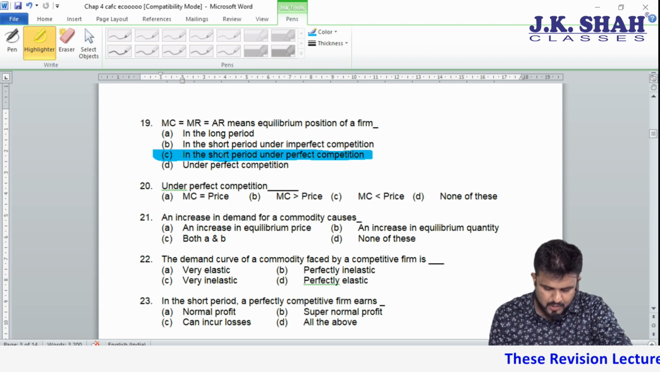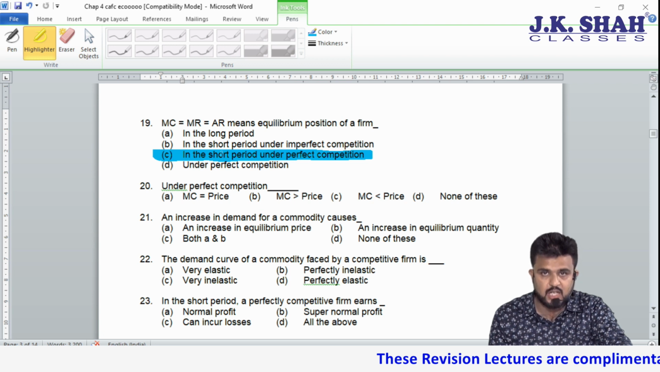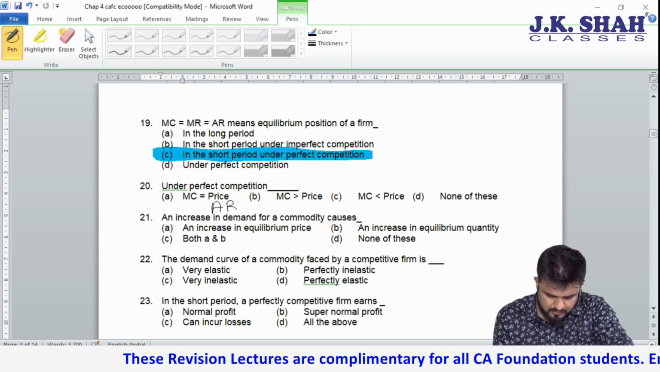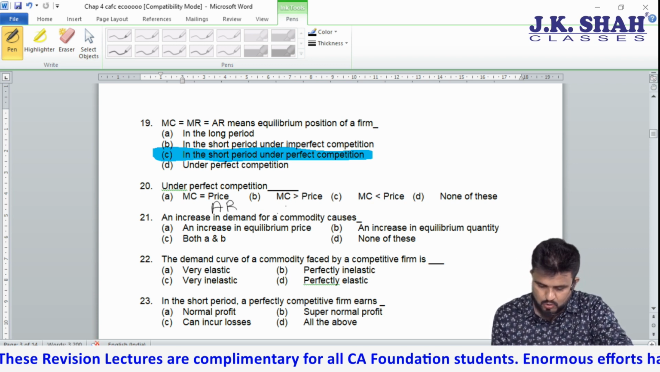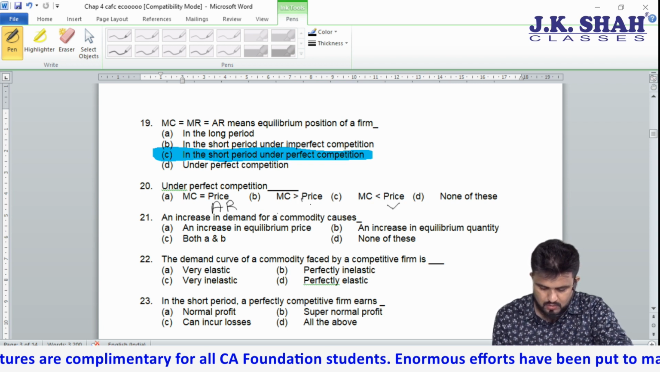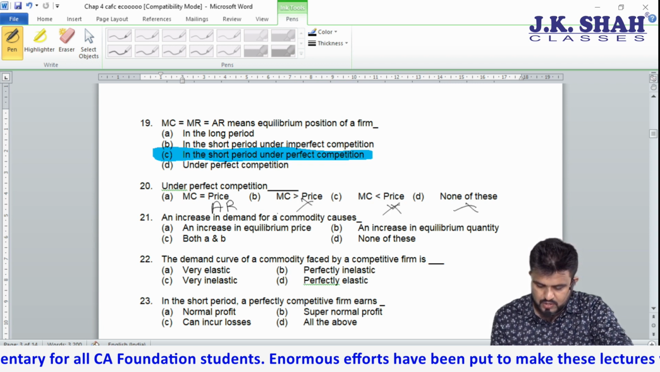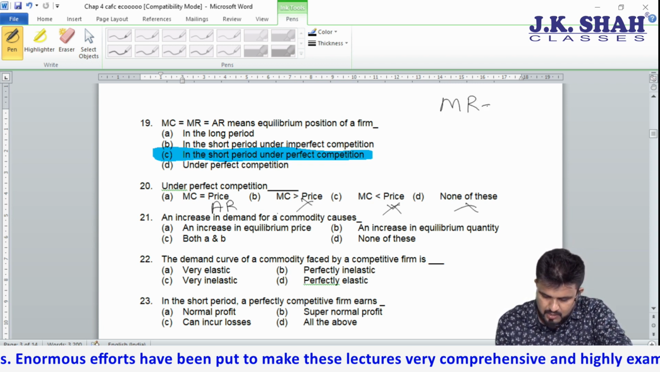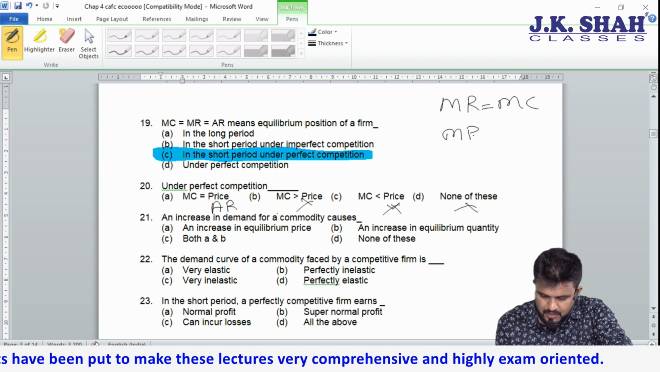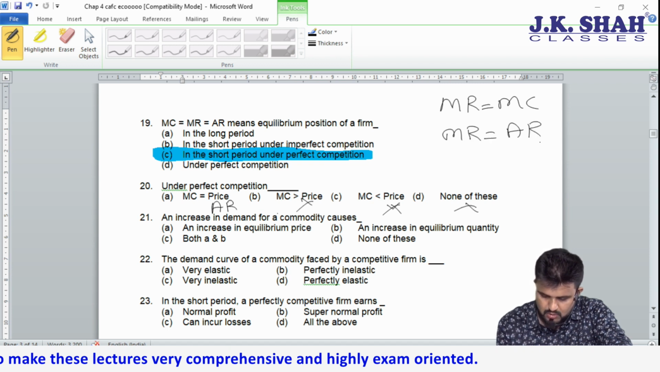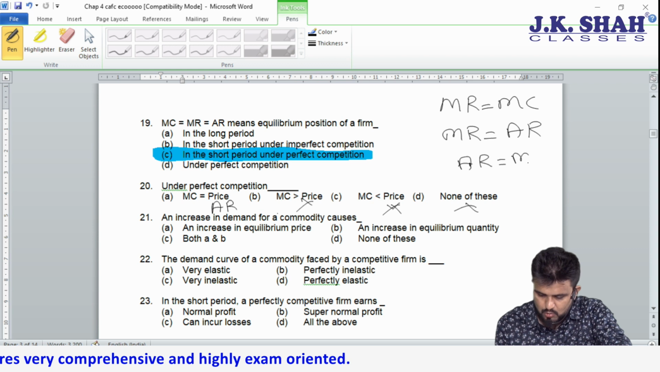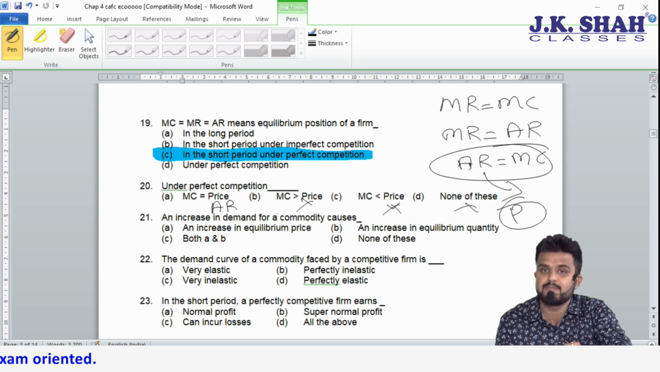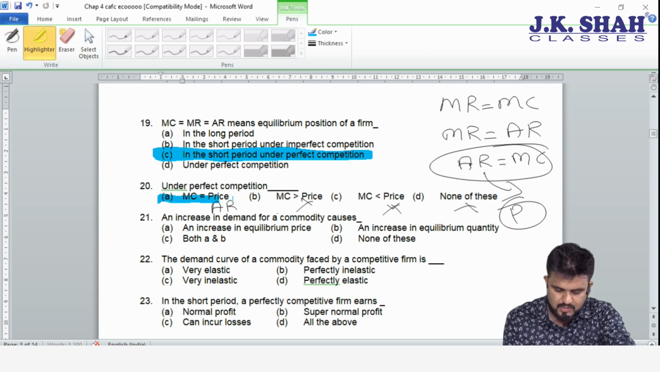Under perfect competition, MC equals price. Students, here price is nothing but AR. MC greater than price? No. MC less than price? No. None of these, again no. This is most appropriate. See students, MR equals MC, but MR is equal to AR also. So AR is equal to MC. For AR they have written price. So the correct answer is A.